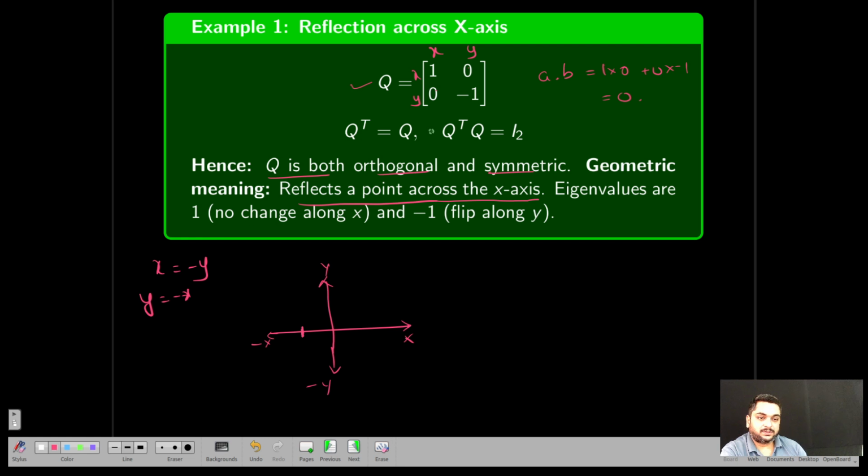So eigenvalues. What are the eigenvalues for this? If I calculate, 1 minus lambda, 0, 0, minus 1 minus lambda is equal to 0. Lambda minus 1 into minus of lambda plus 1 equal to 0. So this is lambda equal to plus or minus 1. What exactly does it mean? Eigenvalue 1 means no change along x, and minus 1 means flip along y.